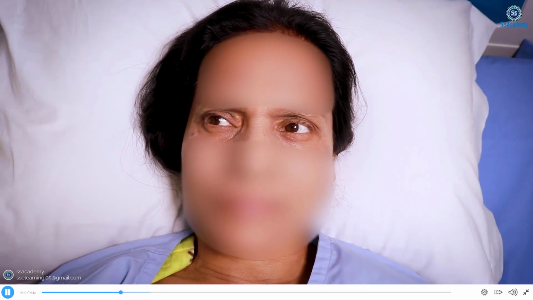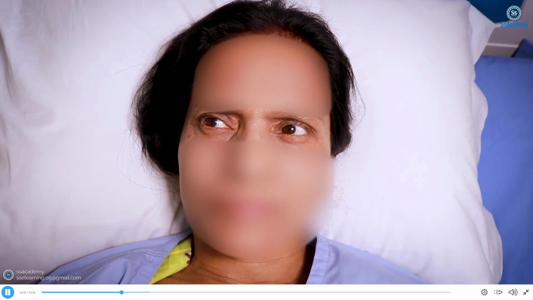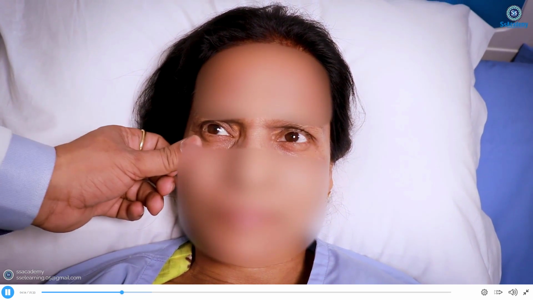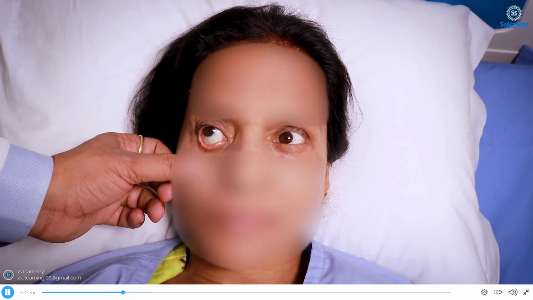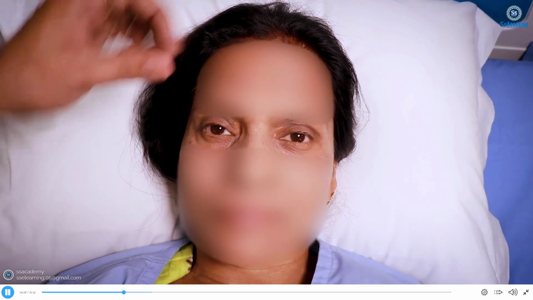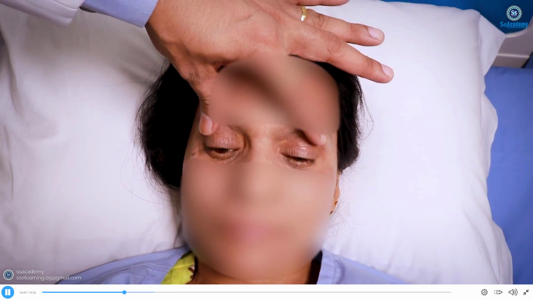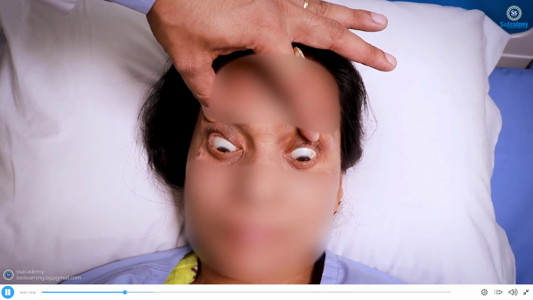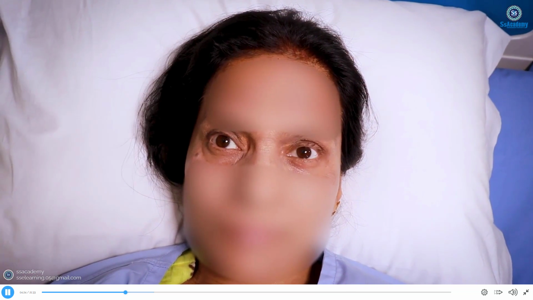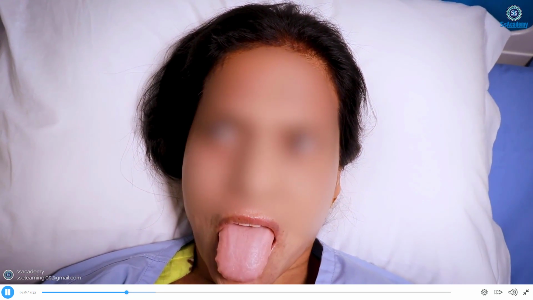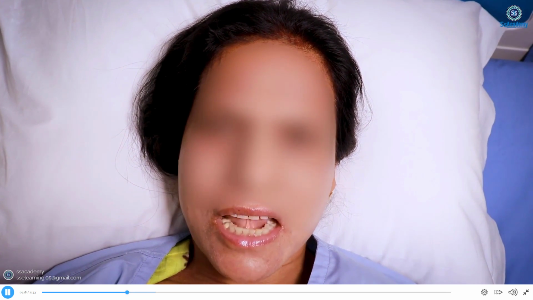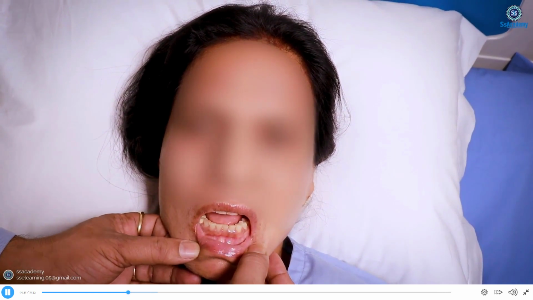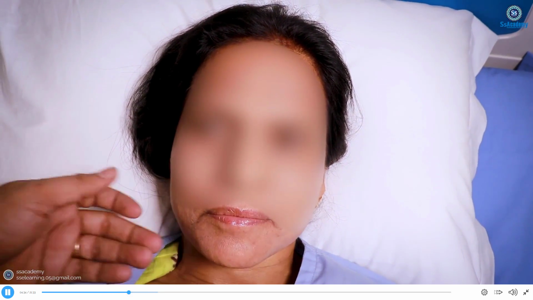So immediately after the hands examination, you need to look for anemia. Just look up for me. So no anemia. Now look down, look down. No jaundice. Now stick your tongue out for me, ma'am. Tongue up. Now show me your gum. Yes, no gum hyperplasia, no anemia, no jaundice.